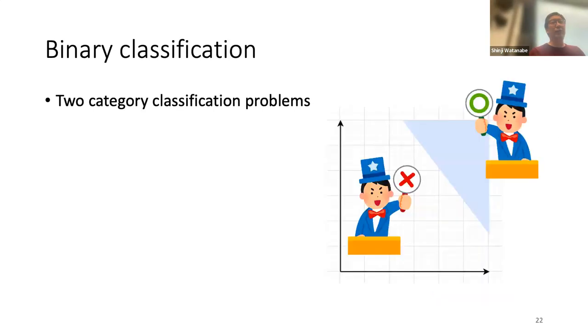A binary classifier is a simple problem of seeing whether our data is yes or no, the circle or the cross in this diagram. By the way, this mark depends on the culture, I heard. In Japanese, a circle means correct and the X means wrong, but probably other people may have a different way. Yeah, but please understand that circle is correct and the cross is wrong.